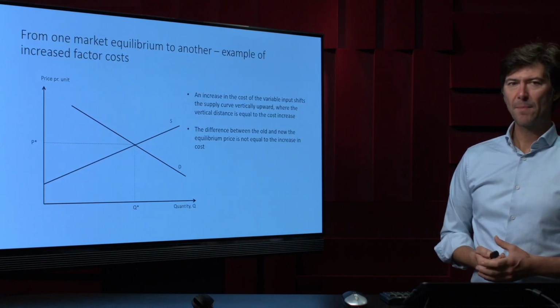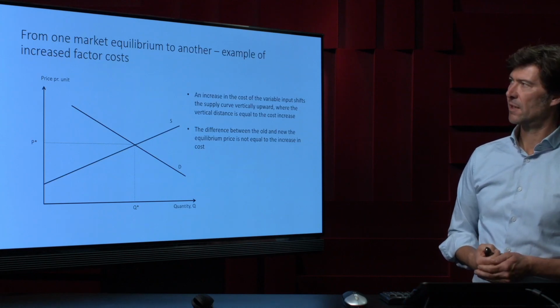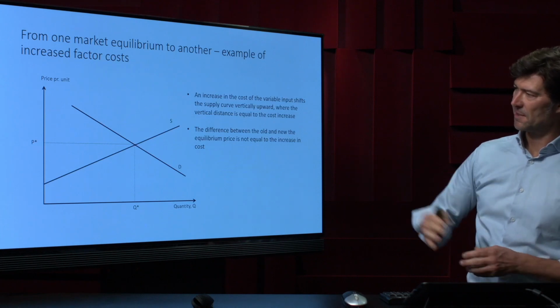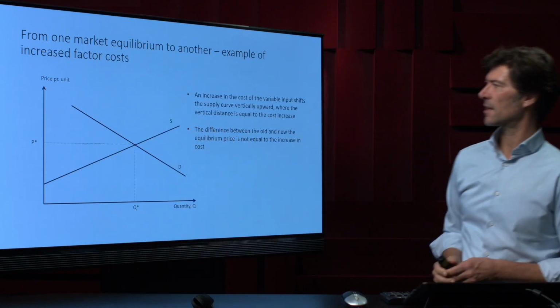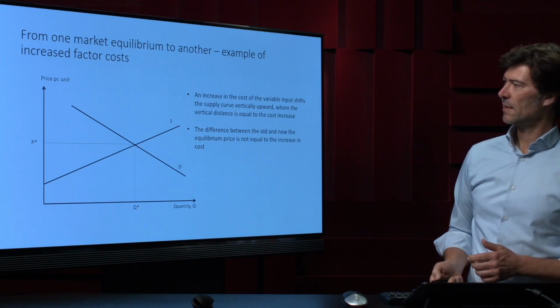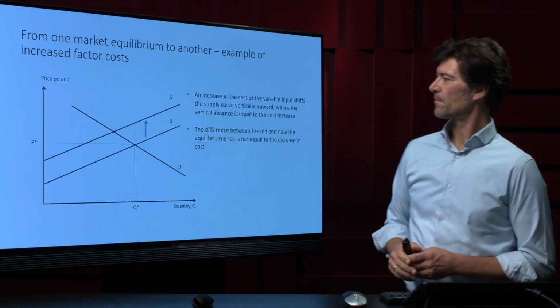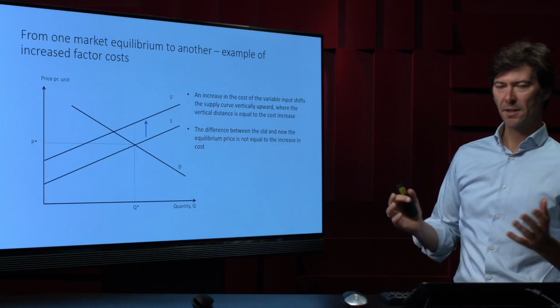And let's see what happens if we increase, for example, the cost of generation. If this is the supply curve for the electricity market, and the cost of generation increases, well, firstly, we move the supply curve vertically in line with the cost increase.